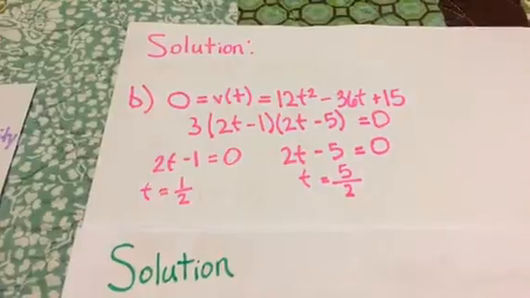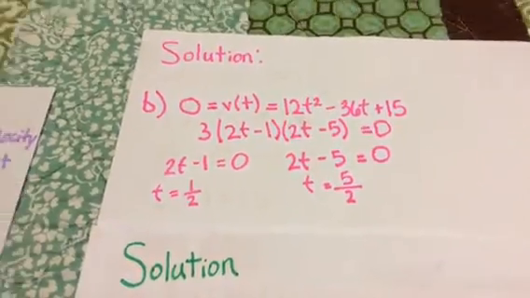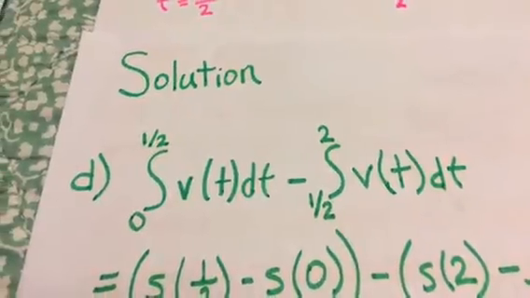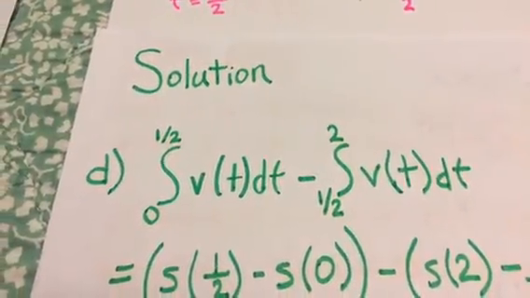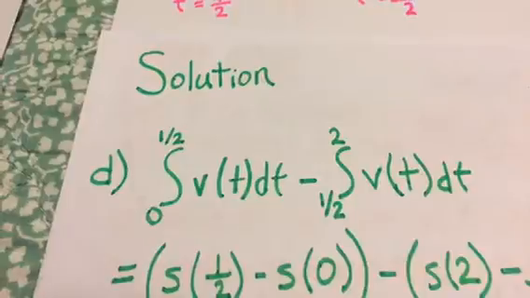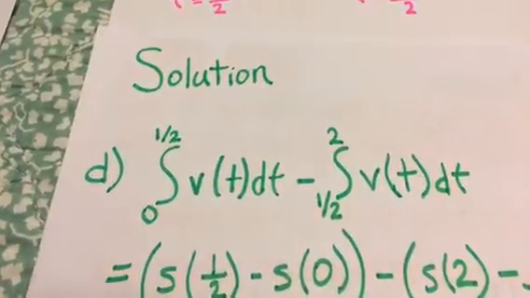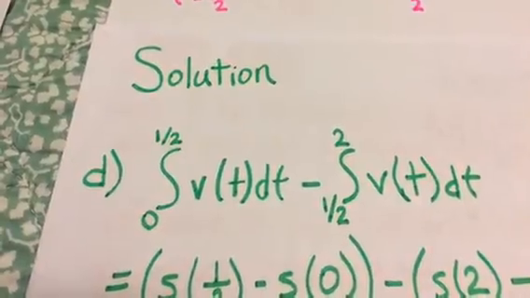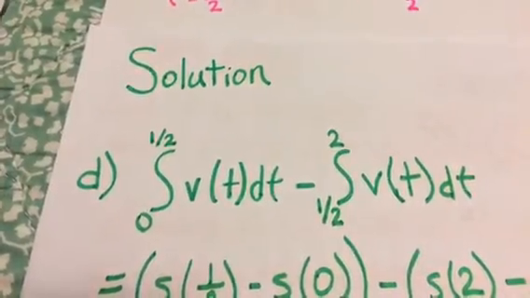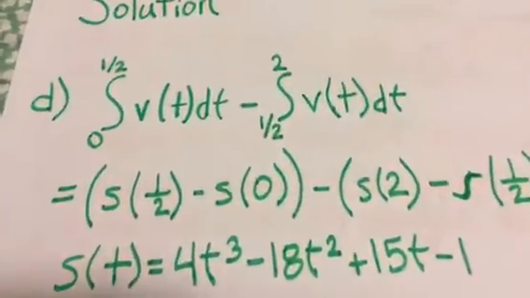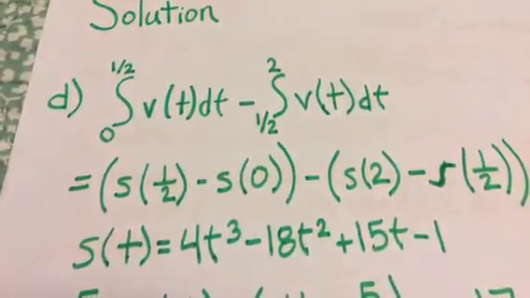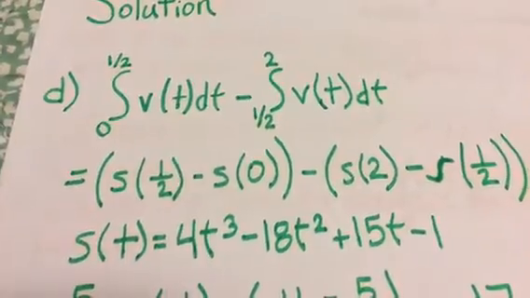So we would have to split this total distance into two parts. So we would have to do this. The integral from 0 to a half of v of t dt minus the integral from 1 half to 2 of v of t dt. Now the integral of v of t is s of t, which is position, which is what we need to find the total distance. So once we took the antiderivative, we have s of a half minus s of 0 minus s of 2 minus s of 1 half.